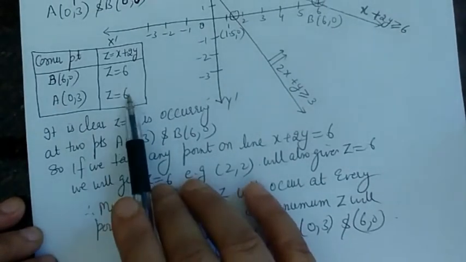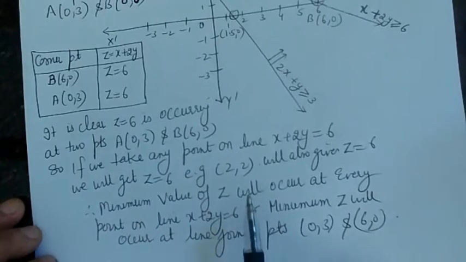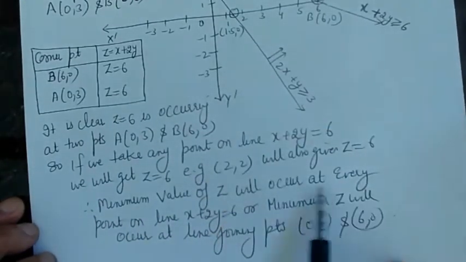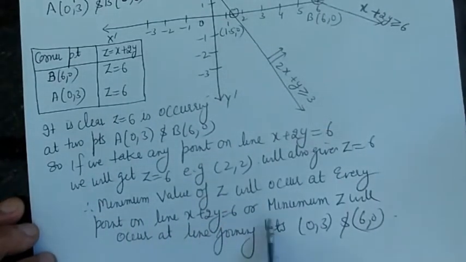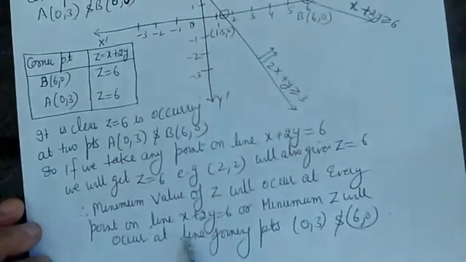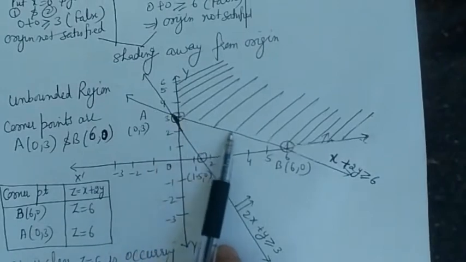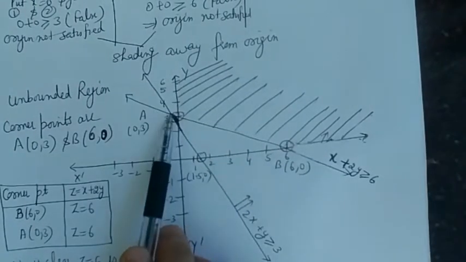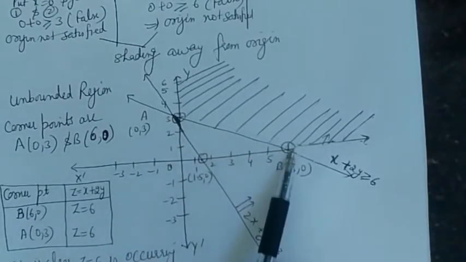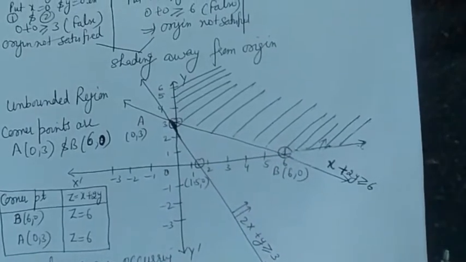As no other value is occurring, so minimum z is occurring at 2 points. So that means it is also occurring on this complete line joining the points (0, 3) and (6, 0). Okay. If it is occurring at these 2 points, that means on the complete line joining these 2 points, your minimum value is occurring.